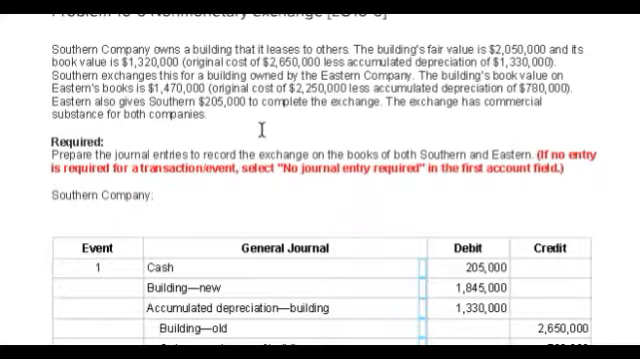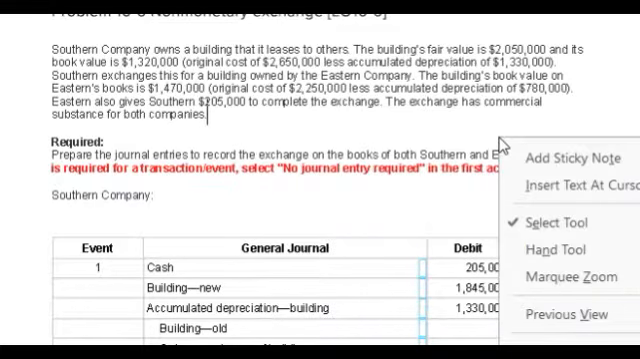So that means the building this Eastern company gave up had a lesser fair value than the other party's building. Because when you make an exchange, it needs to be fair. So the other party had a fair value of 2.05. But this Eastern company had a building that had a value less than 2.05. By how much? By 205,000. That's why Eastern company must have given Southern company an additional 205,000.